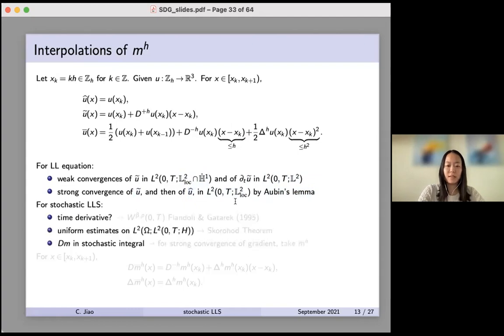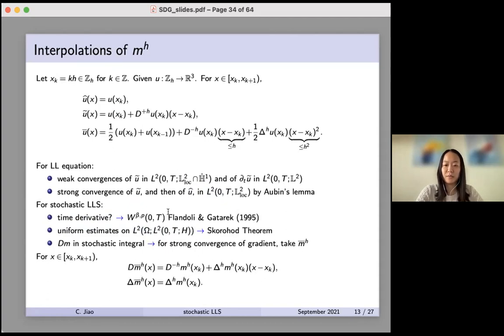In the stochastic LLS case, we don't have a time derivative. Our uniform estimates are built on L2 omega space, and we have a gradient term in the stochastic integral. The first 2 points can be addressed following the arguments in the paper by Brzeźniak. For the first point, there is another compact embedding result, replacing the L2 time space with a fractional weak time derivative space, so the W beta P Sobolev space, by a result from Flandoli and Gatarek in 1995. In order to bridge between weak and strong over probability space, we can employ Skorohod's theorem.